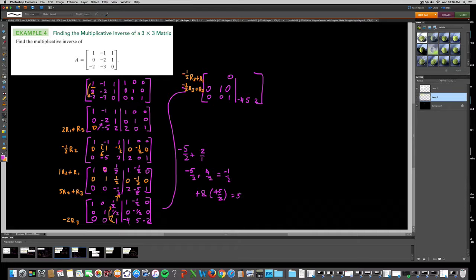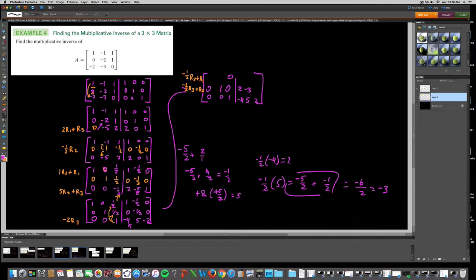If we did negative a half times a negative 4, that is a 2. We're going to add that 2 back to this 0 here, so we get a 2. Negative a half times 5 is negative 5 halves. We're going to add that to our second row. So negative 5 halves plus the extra negative a half we have in the second row here is negative 6 halves, which is negative 3. So we get a negative 3 here.